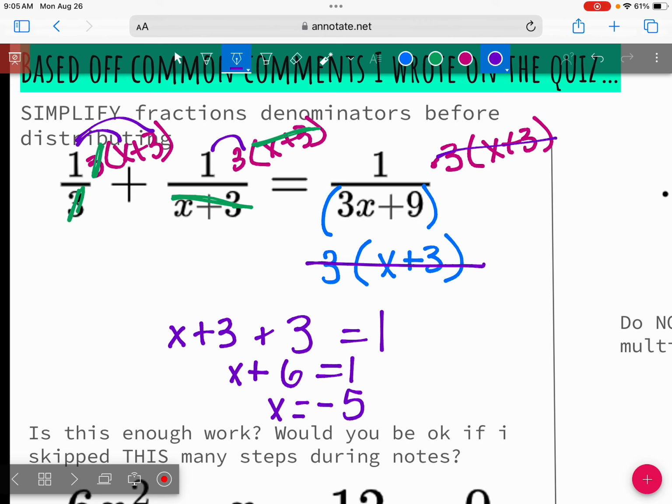Okay? So I had a lot of people multiply by 3 and x plus 3 and 3x plus 9. And we wound up doing a lot of distributions. I had several people wind up using quadratic formula here. You should have wound up with a linear. Like, it did not need to be that super duper hard.